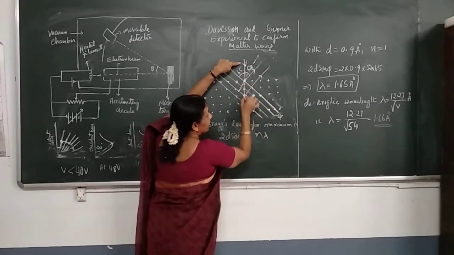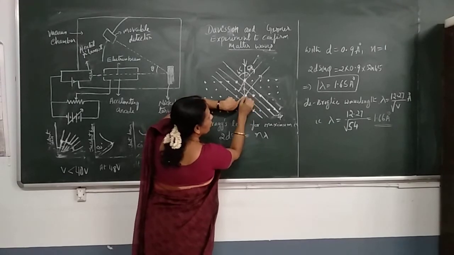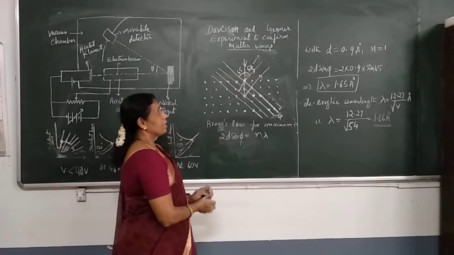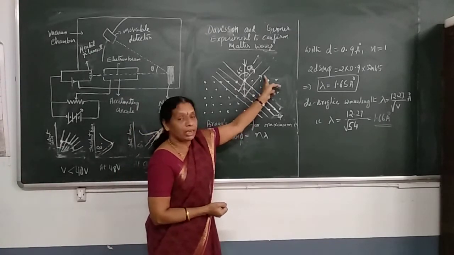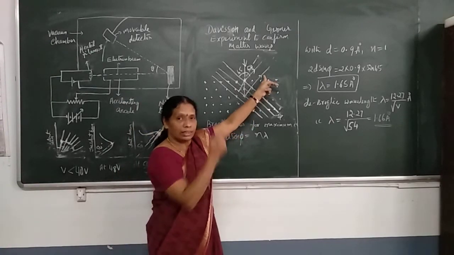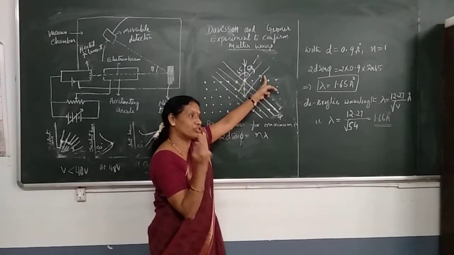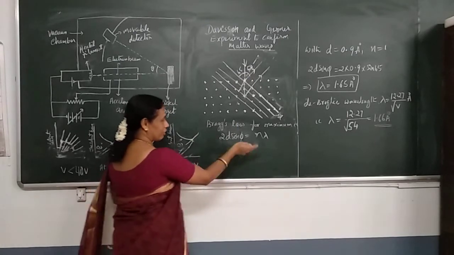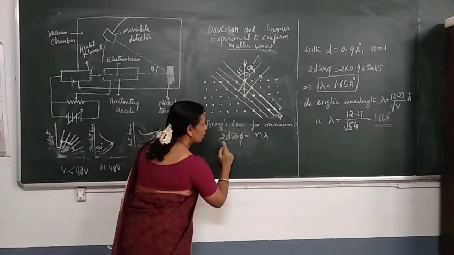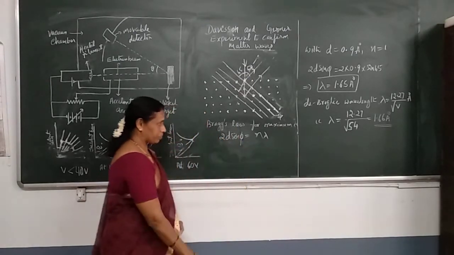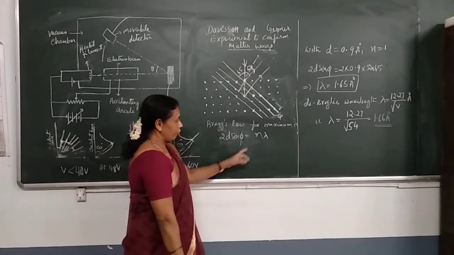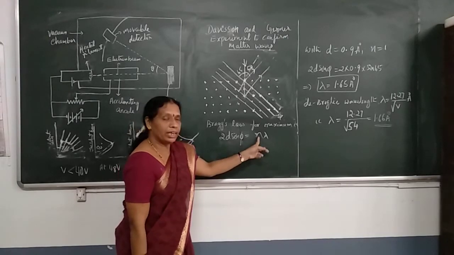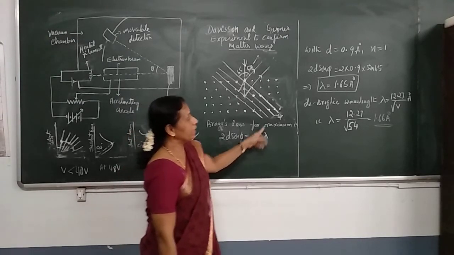So the second one travels the path this plus this, d plus d, 2d. The path traveled by the second beam is 2d more than the first one. So the path difference is 2d, and because of this angle it is 2d sin phi, and this is Bragg's law. So Bragg's law for maximum is 2d sin phi equal to n lambda. And here n is nothing but the order. If it is the first maximum, n is 1.